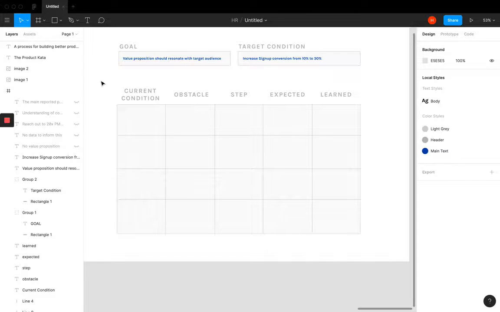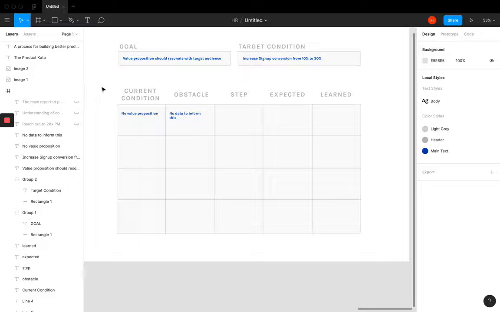So by that, we simply start. Notice we're not talking about tasks here, about things, about features. We're talking about objectives and measuring success. So first we say, okay, well, what is our current condition? We've got no value proposition. We don't really know what we're going to offer. What is the obstacle? Well, we have no data to inform this, right? We're just running off our own experience as product managers, which is a good place to start, but at the end of the day, we are not our target customers.